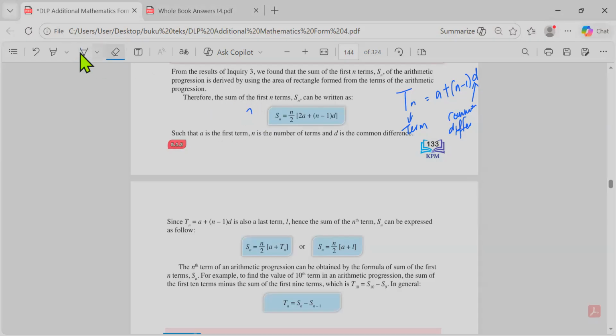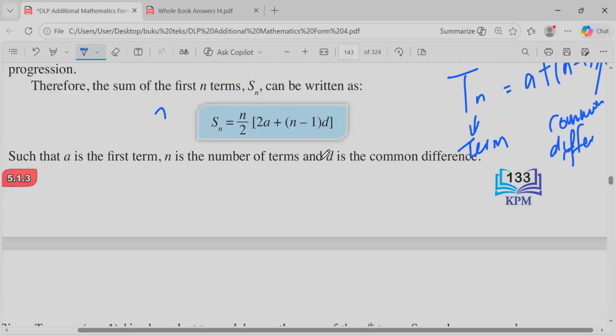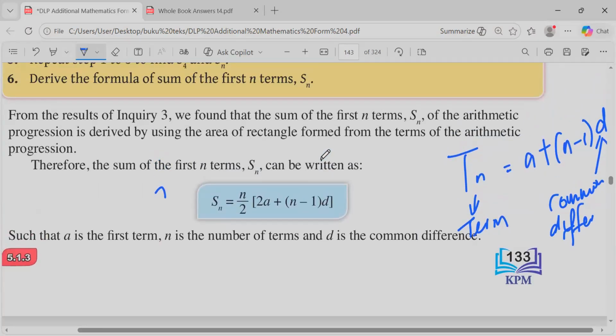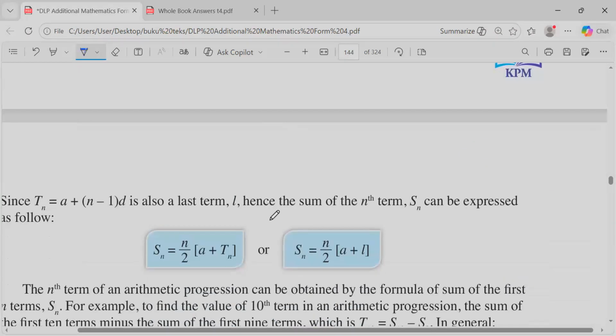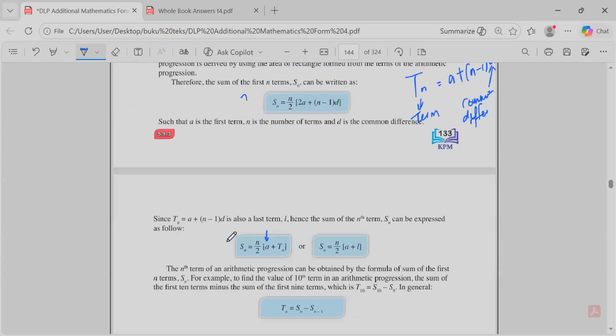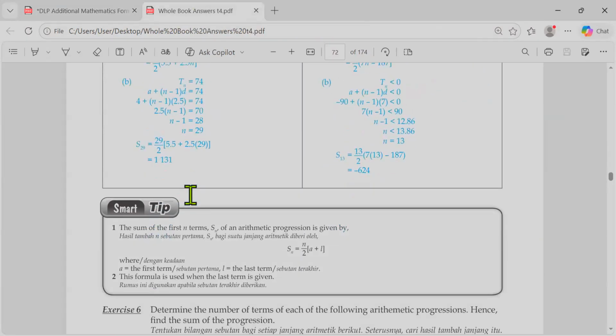So we have a formula for this one. Sn equals n over 2 times (2a plus (n minus 1)d). Okay, this is a formula. You have to memorize it, but in the exam it will be given. Okay, memorize it. We have another formula: n over 2 times (a plus l), where a is the first term and l is the final term. So there are two formulas.